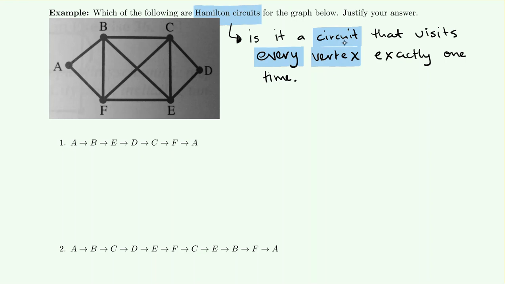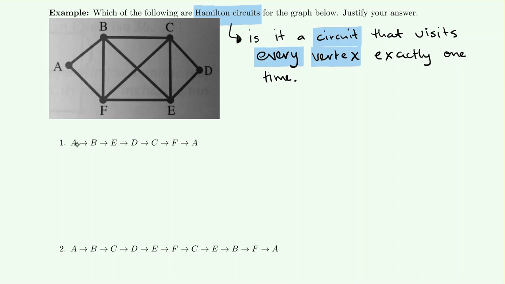In this example, we are asked which of the following are Hamilton circuits for the graph given below. Now, if we're looking at a Hamilton circuit, we know that is a circuit that visits every vertex exactly one time. So as we progress through whatever direction we're told, we would eventually need to visit every single vertex on this graph. Since it's a Hamilton circuit and not an Euler circuit, though, we do not necessarily have to visit every edge of the graph.